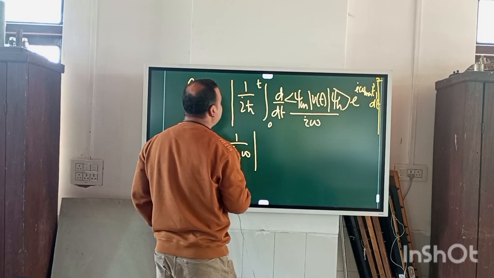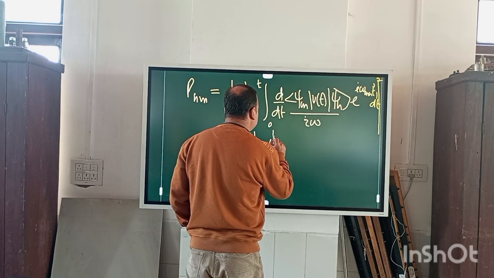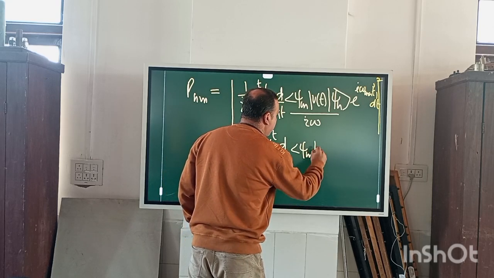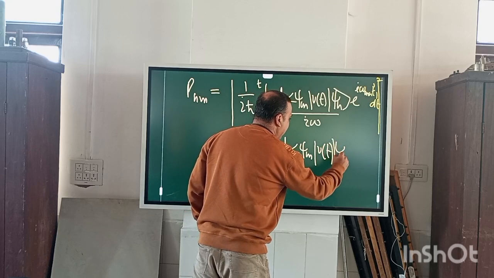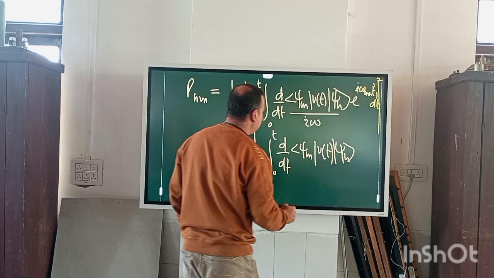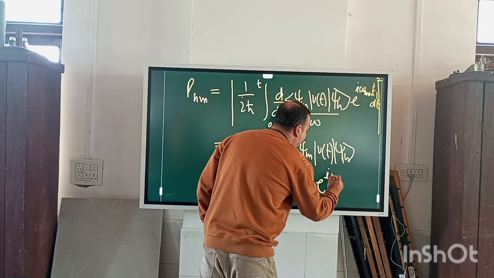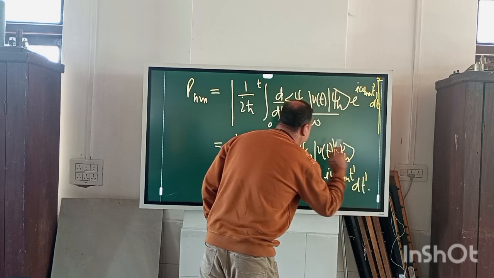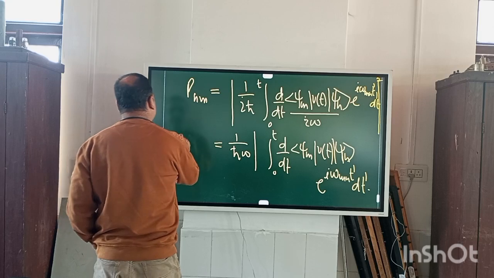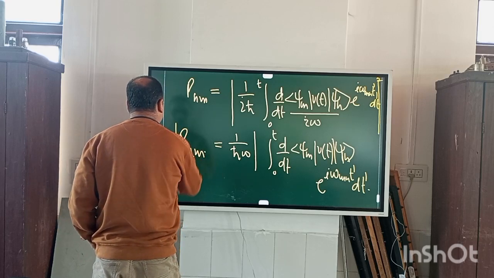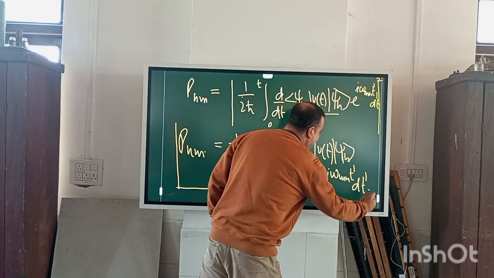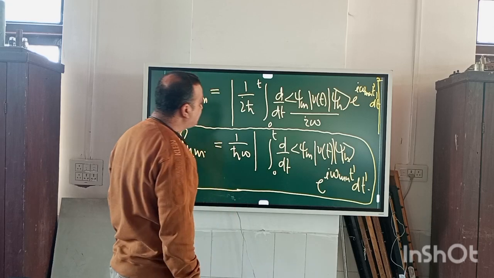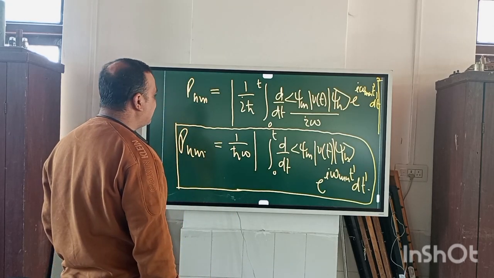And inside we'll be left with the integral from 0 to t of d by dt of <psi_m|V(t)|psi_n>, times e to the power of i omega_mn t', dt'. So this will be my starting equation, which I will use to discuss the results of the adiabatic approximation and the harmonic approximation.